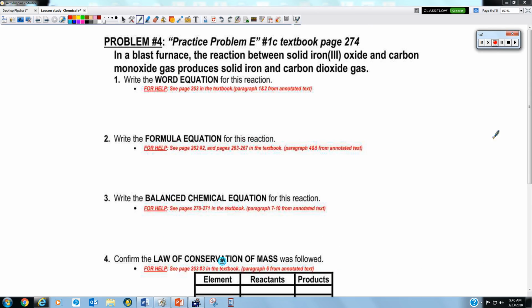Moving on to number 4, I want you to try this one on your own. Try to go all the way through this one. So in a blast furnace, the reaction between solid iron 3 oxide and carbon monoxide gas produces solid iron and carbon dioxide gas.